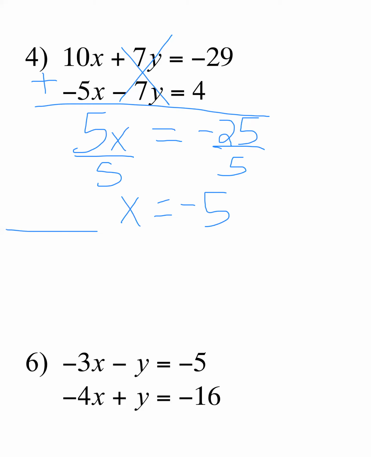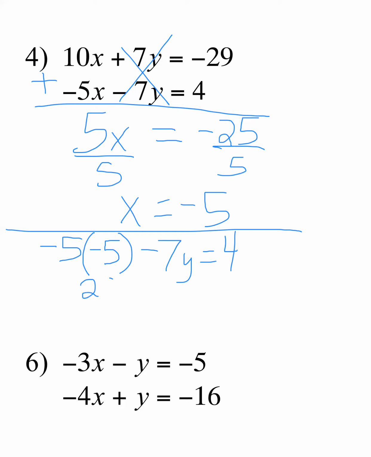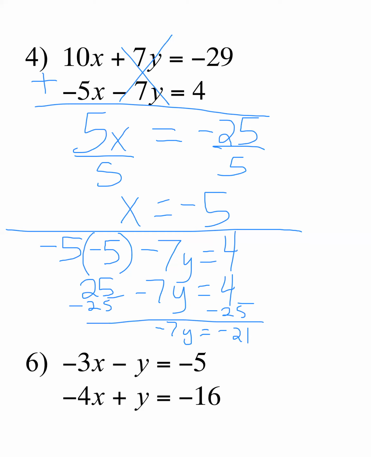So I'll take the second original equation because the numbers are a little bit smaller. Negative 5 times, now I know what x is. x was a negative 5, so put another negative 5 in there. Minus 7y equals 4. Negative 5 times negative 5 gets me that positive 25. We'll minus 25 from both sides. 4 minus 25 is going to be a negative 21. Divide both sides by a negative 7. And looks like y is going to be a positive 3. So x is negative 5 and y is a positive 3.